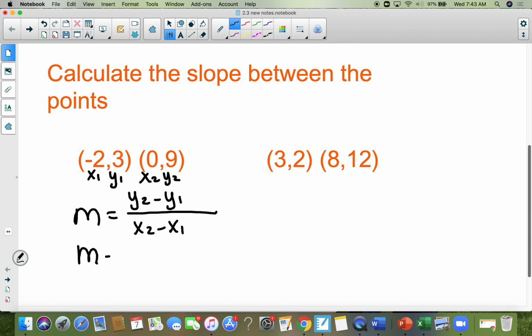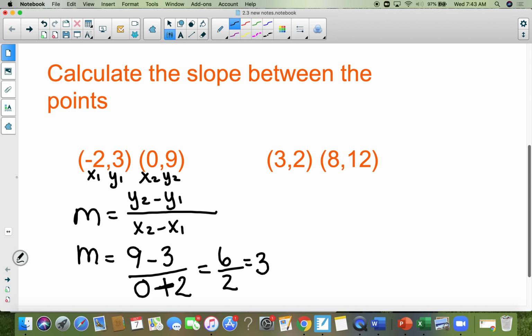Then all you're going to do is substitute in place of y2, the 9. In place of y1, the 3. In place of x2, the 0, minus, and now do you see that x1 is another negative, so you have to put another negative 2. But two negatives equal a positive. 9 take away 3 is 6. 6 divided by 2 is 3.